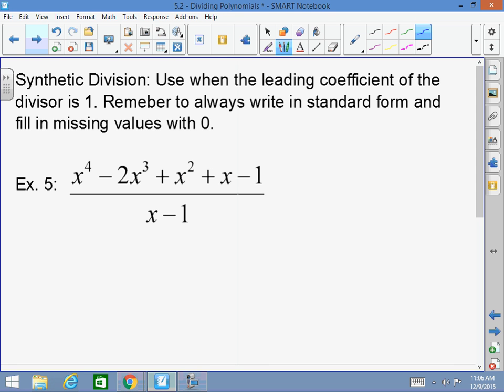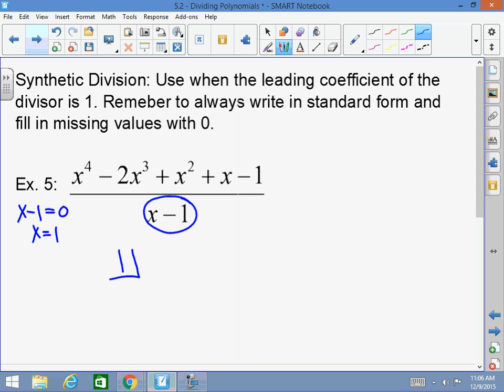So what am I talking about? I have x to the fourth minus 2x cubed plus x squared plus x minus 1 divided by x minus 1. The first thing you want to do is find the root. How do you find the root? You set the denominator, which is x minus 1, equal to 0. So if I set x minus 1 equal to 0, x equals 1, and that's what my root is. So I put a 1 here.